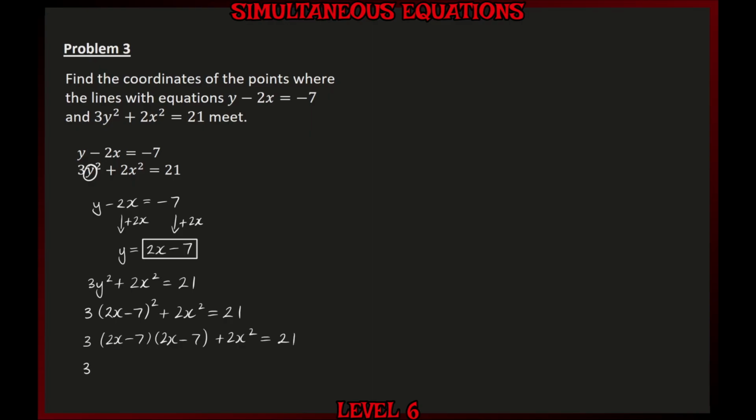We can leave the 3 where it is at the start and now expand the brackets. So 2x times 2x is 4x squared. 2x times minus 7 is minus 14x. Minus 7 times 2x is minus 14x. And minus 7 times minus 7 gives us plus 49. We still have a plus 2x squared at the end, and that's equal to 21.